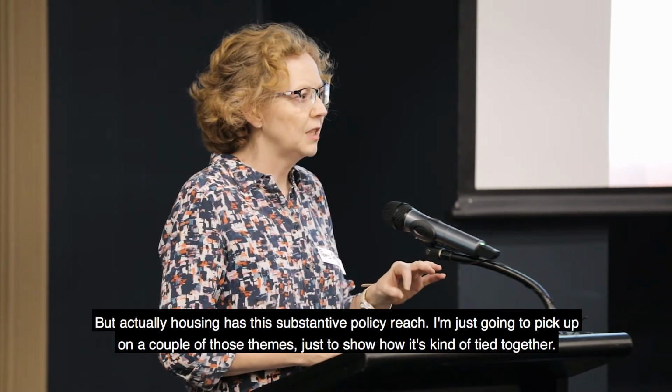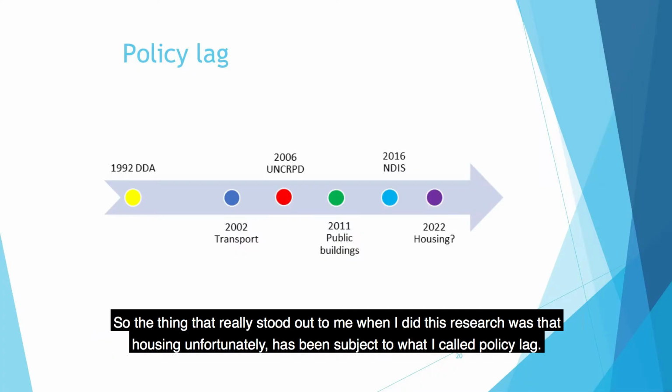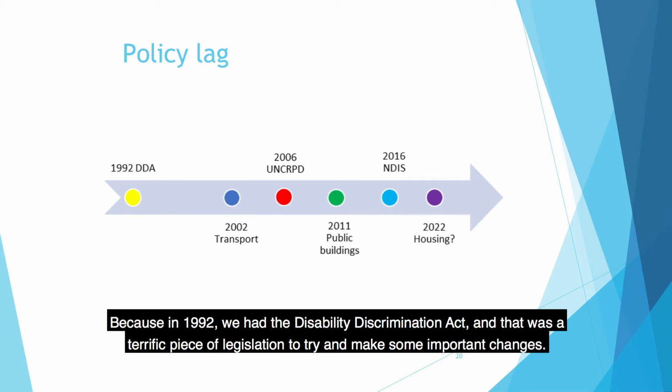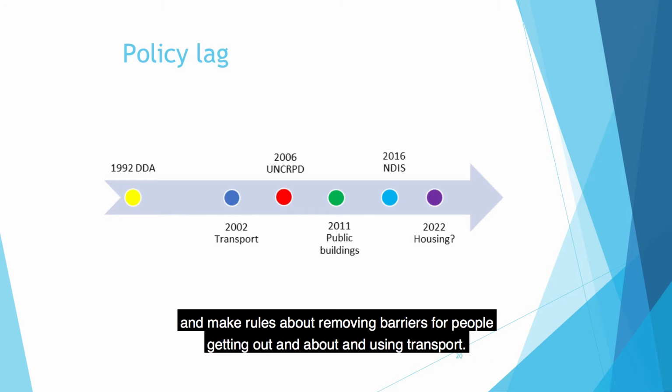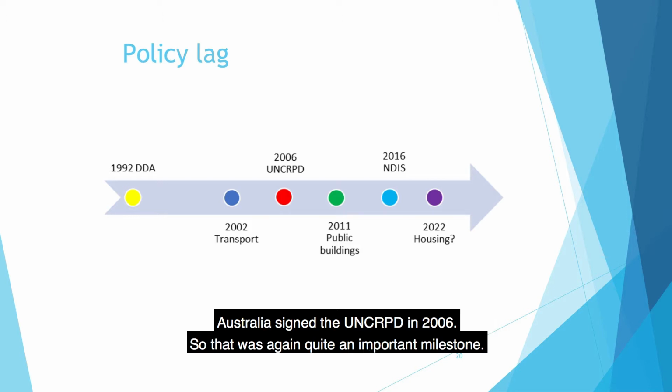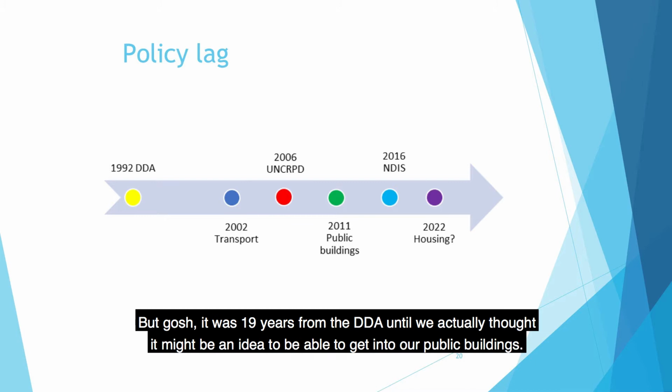I'm just going to pick up on a couple of those themes to show how it's tied together. The thing that really stood out to me when I did this research was that housing, unfortunately, has been subject to what I called policy lag. In 1992, we had the Disability Discrimination Act, and that was a terrific piece of legislation to try and make some important changes. It took a further 10 years until we grappled with the idea of making transport accessible and making rules about removing barriers for people getting out and about and using transport. Australia signed the UN CRPD in 2006, which was again quite an important milestone. But gosh, it was 19 years from the DDA until we actually thought it might be an idea to be able to get into our public buildings. So we still haven't got to homes.